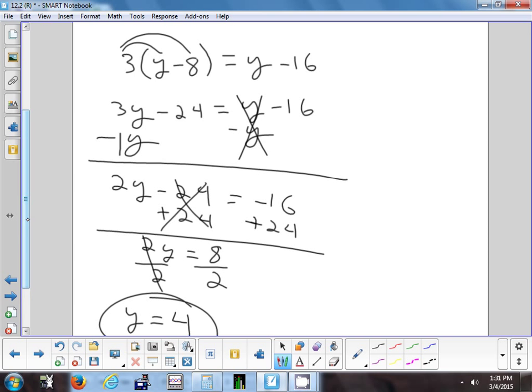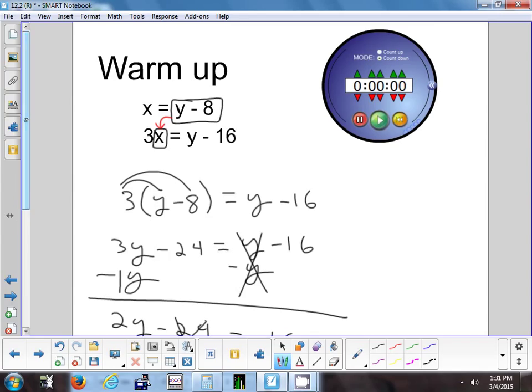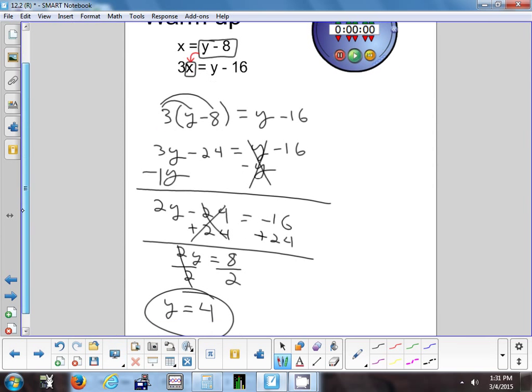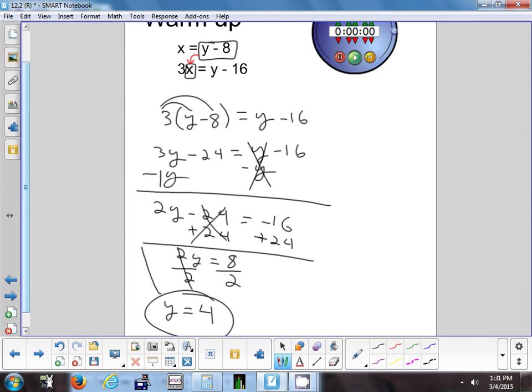Okay, I got y. What else do I need? I still need x. Do I have a formula anywhere up above that can calculate x for me? Yes. The top one. It says to get x, take y and subtract 8. So what am I going to do? You're going to take 4 and plug it in for y. I asked you guys this yesterday. Why didn't we just do that right away? We didn't know what y was. We couldn't do it right away. Good. Now we've got y. We're going to fill it in, and then we'll get x.